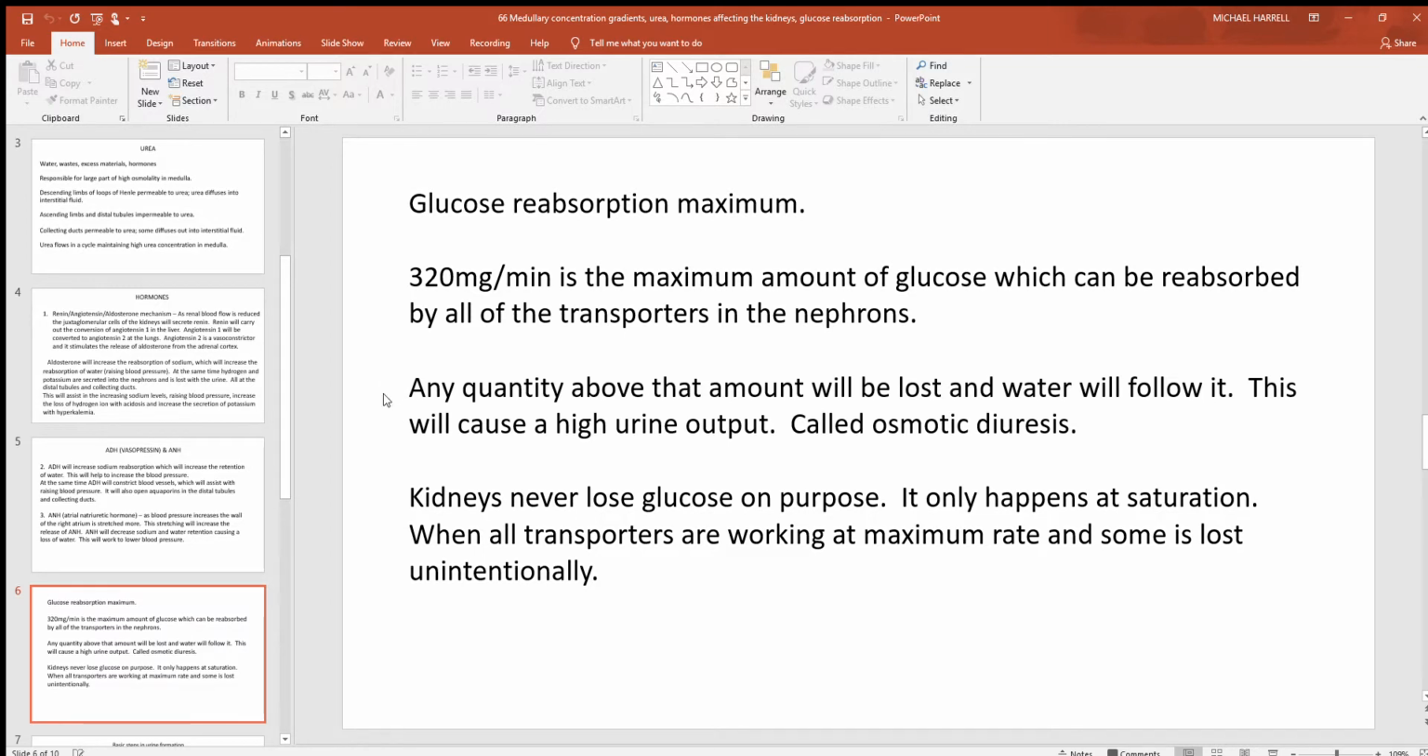And as a solute, like sugar is lost that shouldn't, water's going to follow it. And that's why diabetics have such a high urine output. You lose that solute that you shouldn't be losing, the water will follow it. It's what's called osmotic diuresis. So remember, the kidneys never get rid of glucose on purpose. That never happens. It's only when they can't pull it all back that it gets lost.